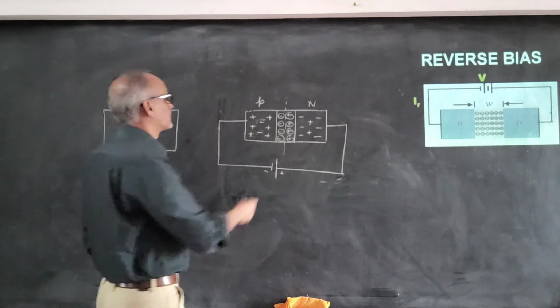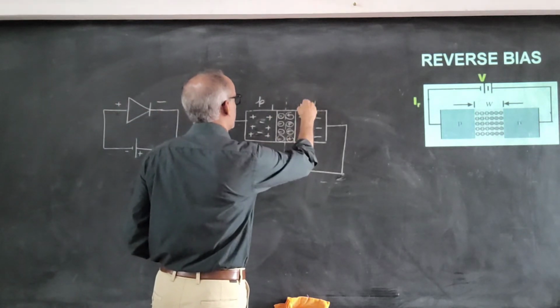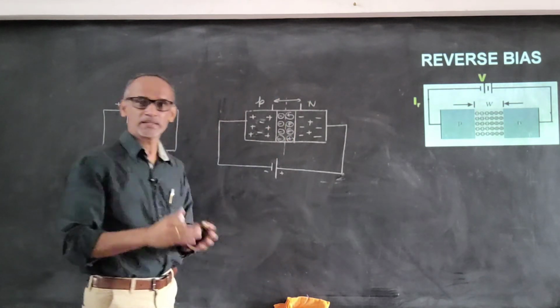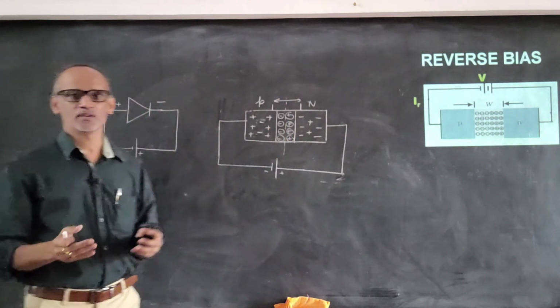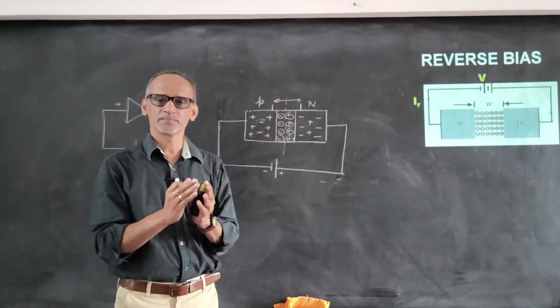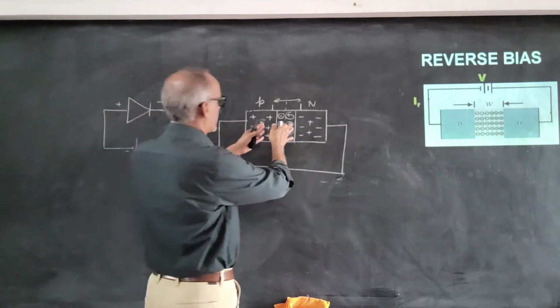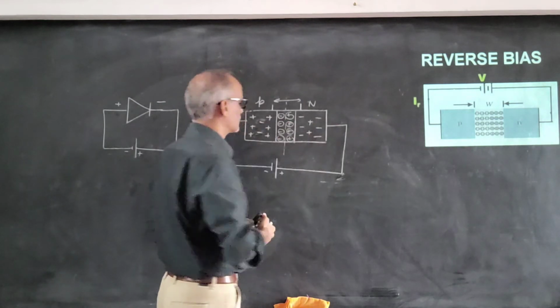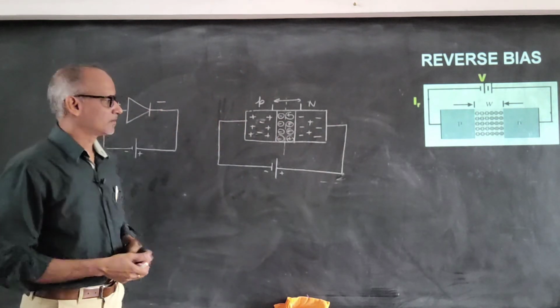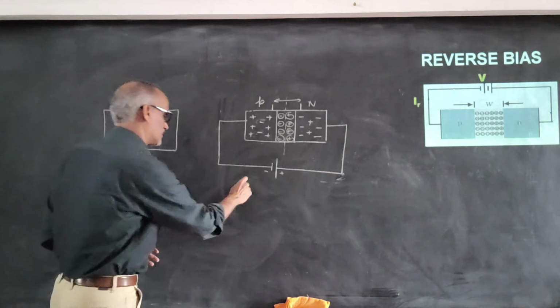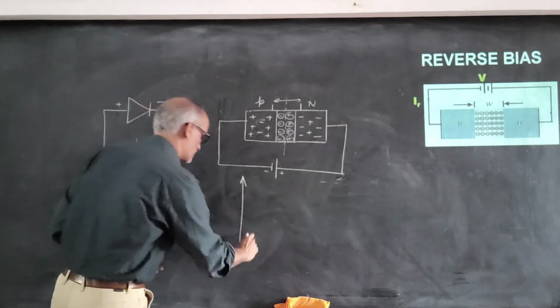and the result of that is that the width of the depletion region increases. In forward bias, the width of the depletion region decreases, but here the width increases. And since the majority charge carriers are moving away from the junction, the amount of current in the circuit is almost negligible or zero.